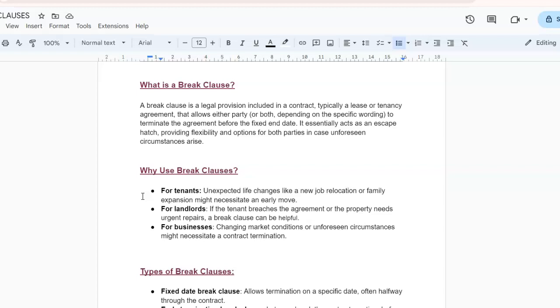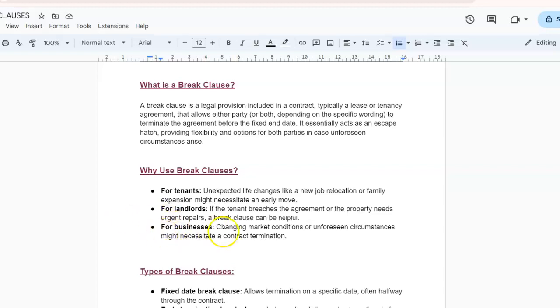A break clause in this case provides the freedom to adapt to these unforeseen circumstances without being locked into a long-term commitment. In terms of landlords, a break clause can protect landlords from bad tenants who breach the agreement or damage the property. Therefore, by allowing early termination, landlords can quickly minimize losses and find a more suitable tenant. Also, if a property requires major renovations or upgrades, a break clause allows landlords to terminate the lease with minimal disruption and execute the necessary work without being bound by the current tenant's presence.